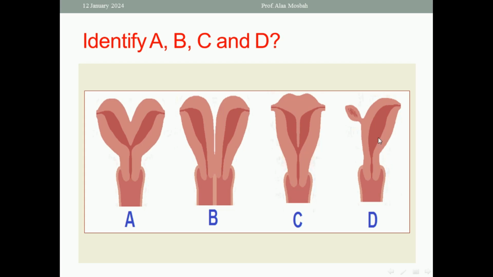D is a unicornuate uterus. As you see, there is one horn, and a rudimentary horn on the other side. So this is a unicornuate uterus. Again, A, bicornuate uterus; B, uterine didelphys; C, septate uterus; D, unicornuate uterus.